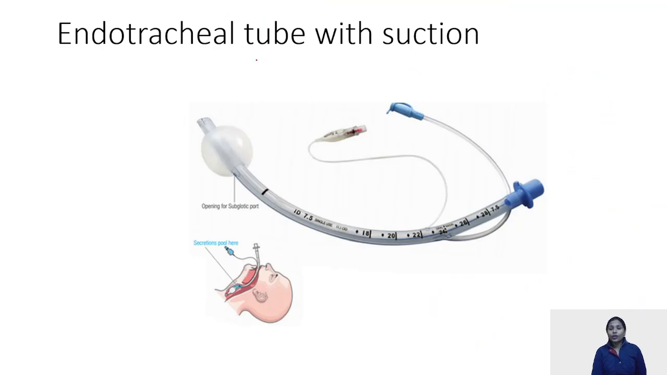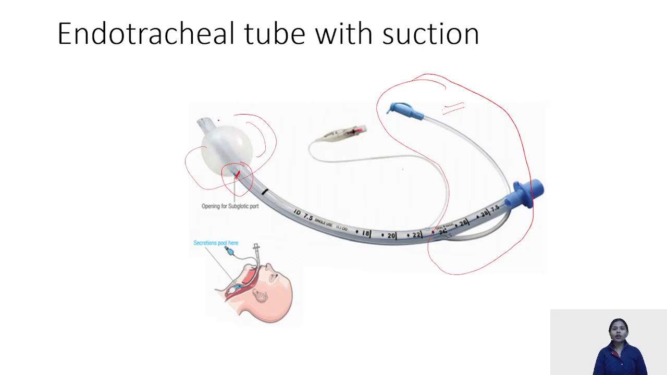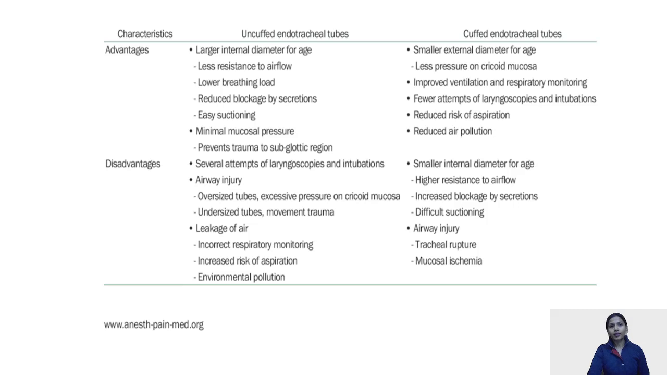Then in ICUs, this photo comes with this tube that we can see. This is your endotracheal tube with suction, generally used in the cases of ICUs. We have a subglottic port here through which you can suction all the secretions around the cuff. The micro aspirations that take place can be prevented through this.